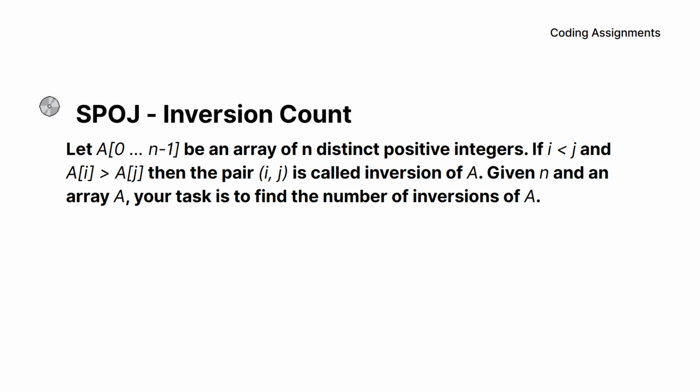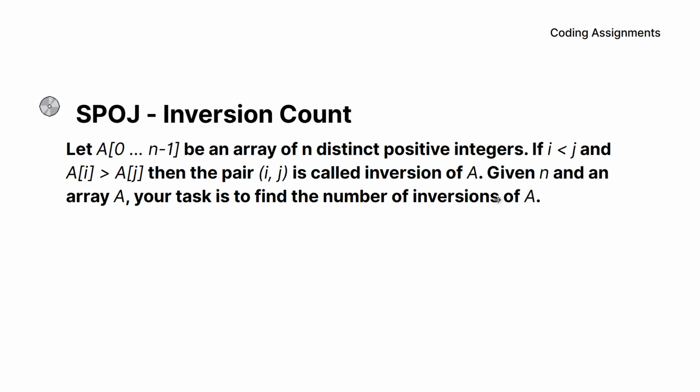And for the third problem from SPOJ, the inversion count. Let array A[0..n-1] be an array of n distinct positive integers. If i is smaller than j and A[i] is larger than A[j], then the pair (i, j) is called an inversion of A. Given n and an array A, your task is to find the number of inversions of A.